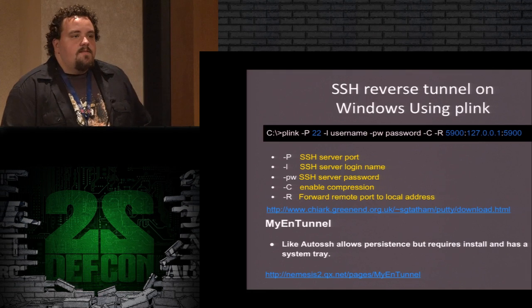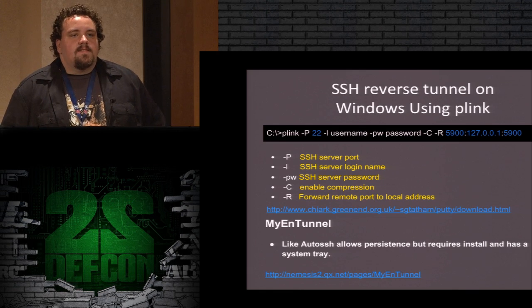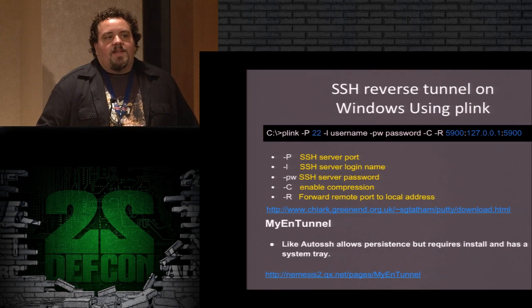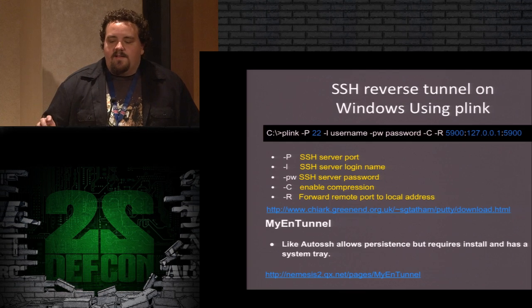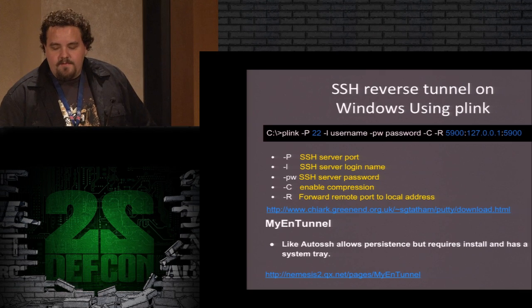I was trying to find the equivalent of autossh for Windows 7. My encrypted tunnel came close, but it has a setup and a GUI and has a system tray, so it's kind of obvious that it's installed. They did say in their documentation that you can make it portable, but you have to go through a bunch of stuff. That's one thing that's on my list to do to expand this presentation.